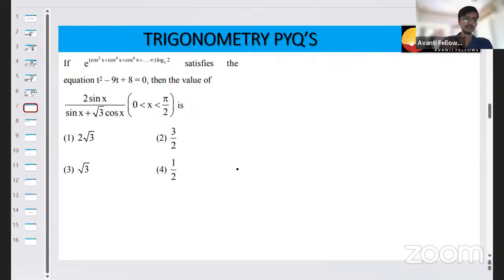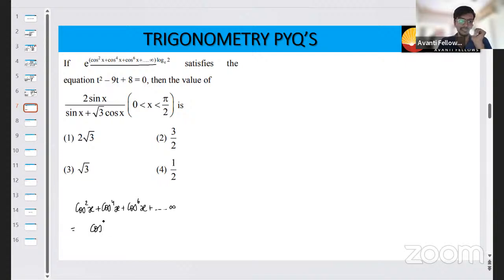E raised to the power satisfies the equation, then the value of. Okay. If you can see this, it is written cos square x plus cos raised to 4x plus cos raised to 6x plus infinity. So this is a GP, infinite GP.